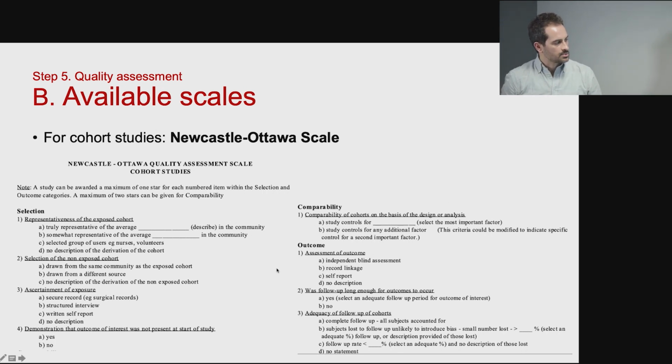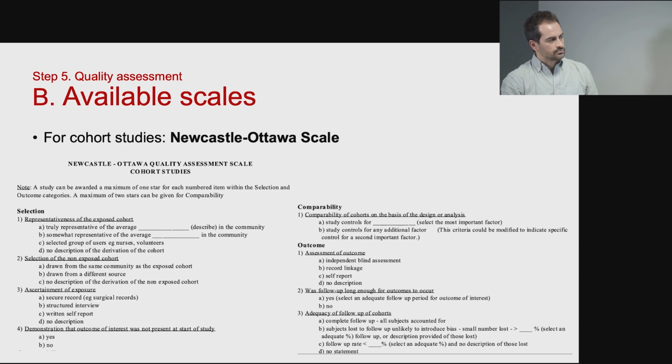If there is no description of the derivation of the cohort, or, for example, this cohort uses participants that I randomly selected in the street last year, maybe it's not trustworthy. It's not random. It's not representative. So you cannot give a point to this study for this criterion.